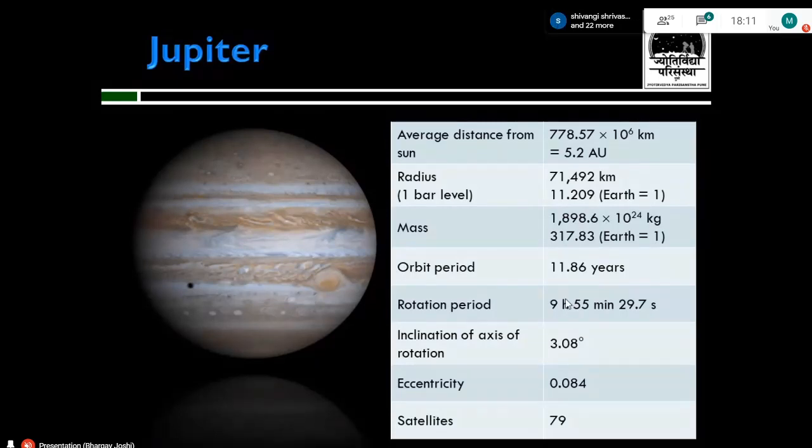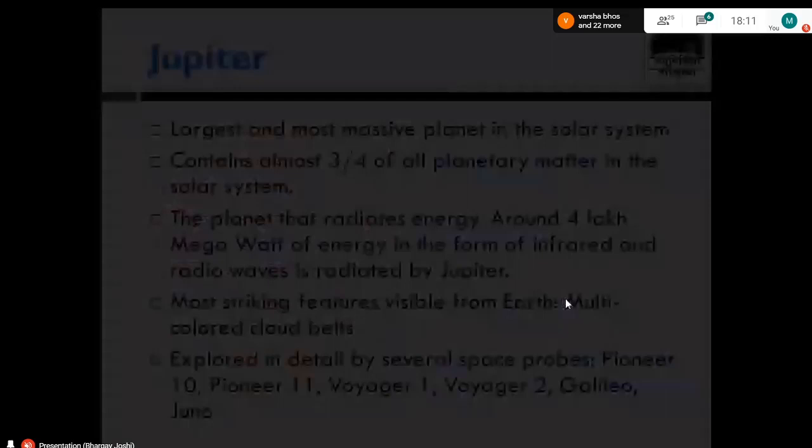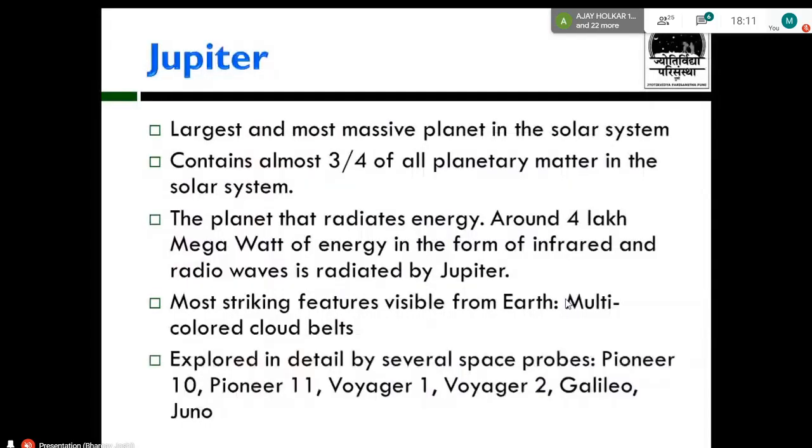The mass of Jupiter is also almost 320 times the mass of planet Earth. So Jupiter is really a giant, and it is also called a failed star. Jupiter contains almost three-fourths of the matter of all the planets in our solar system. So it is really, really huge.